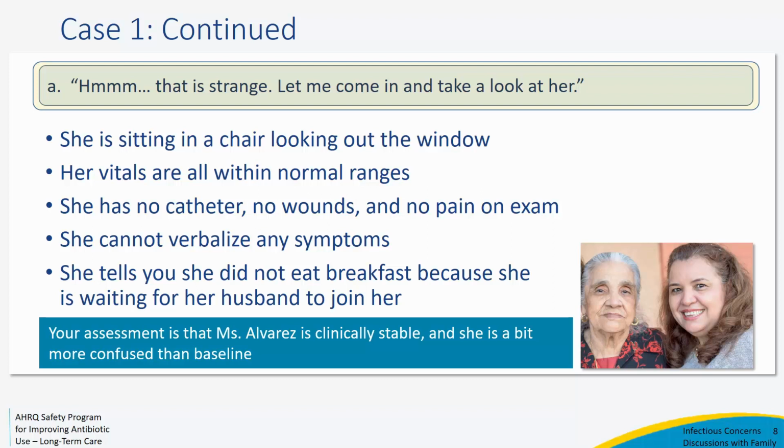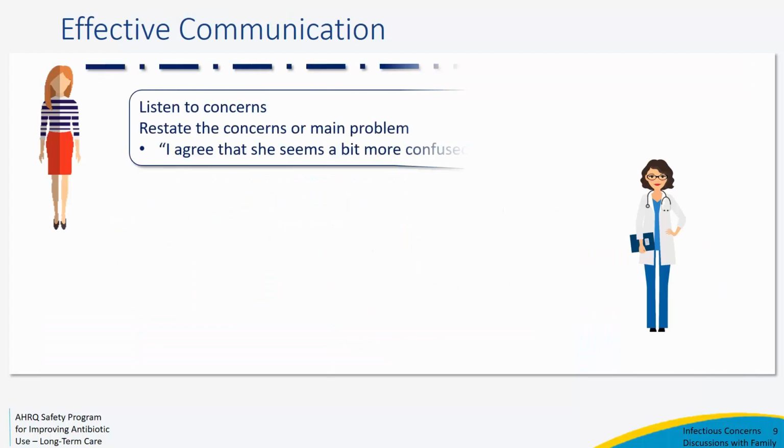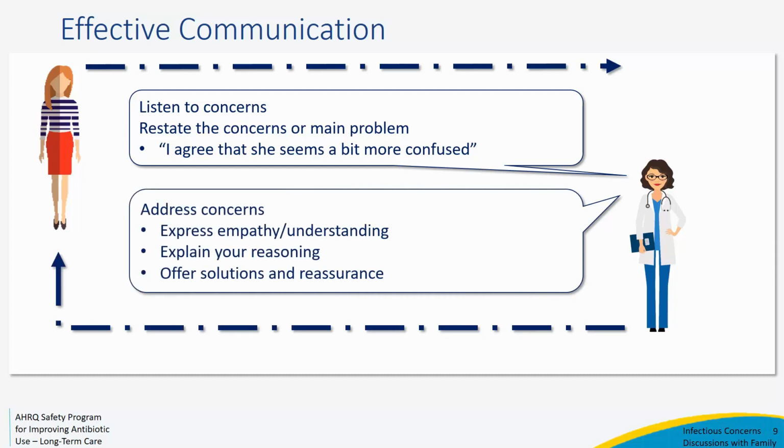While she does have baseline dementia, she doesn't usually talk about her husband, so this is a new clinical change for her. Let's circle back and communicate with the daughter. First, in addition to your assessment, communicate to the daughter that you have listened to her concerns. I agree that she seems a bit more confused. Now let's address those concerns.